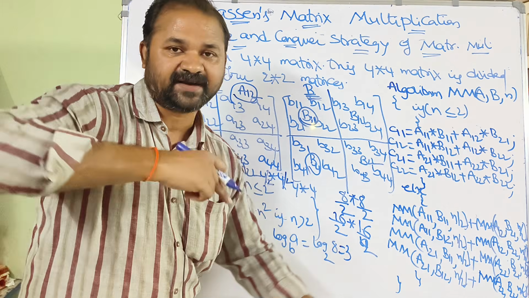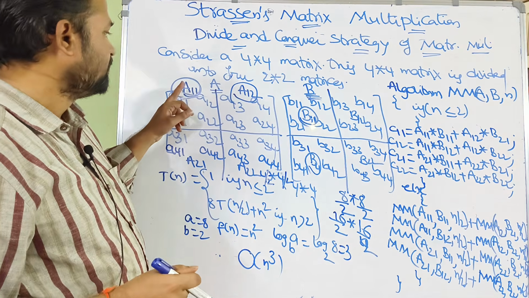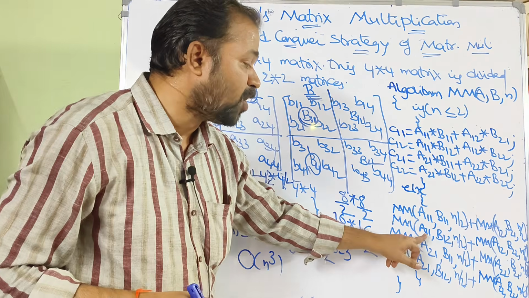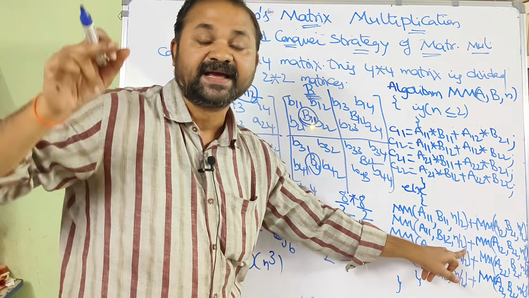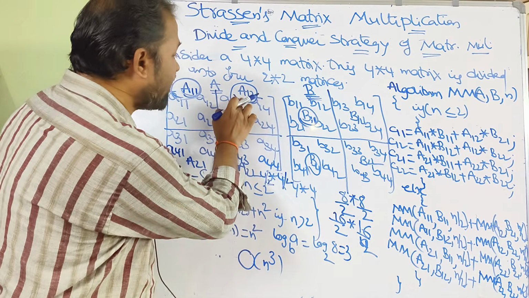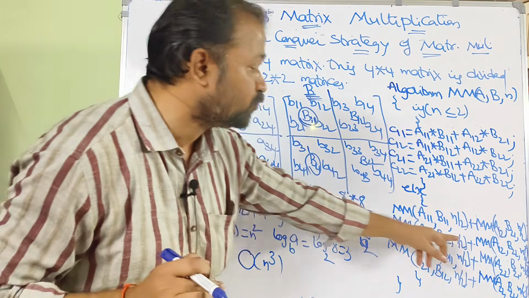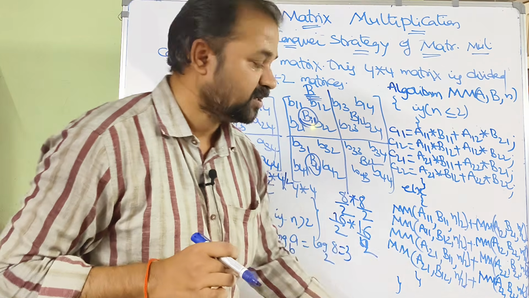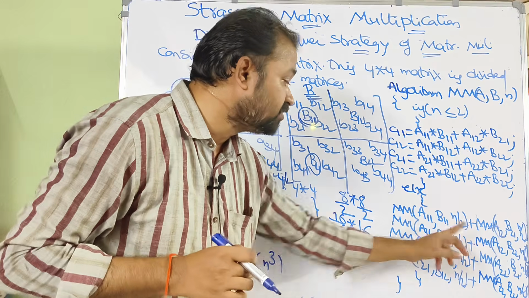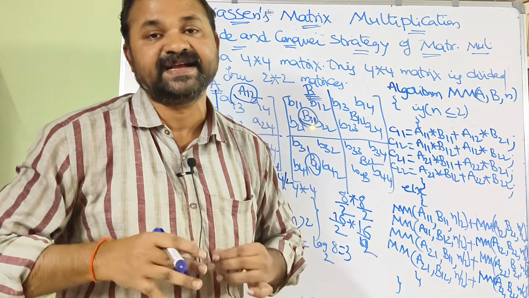Next, what is the second one? We have to multiply the first row of the first matrix with the second column. So A11 and B12, so of A11 comma B12 comma n by 2, plus A12 and B22, n by 2. So likewise totally how many function calls do we have to make? 1, 2, 3, 4, 5, 6, 7, 8. So 8 recursive function calls are needed here.